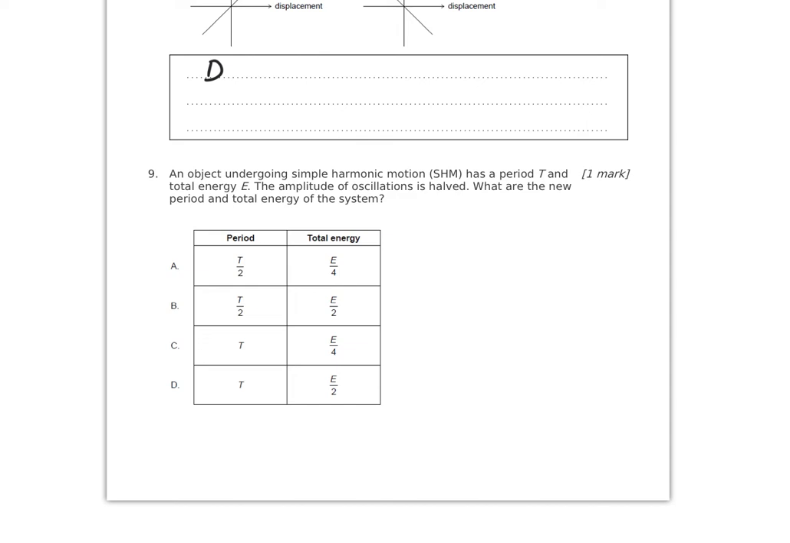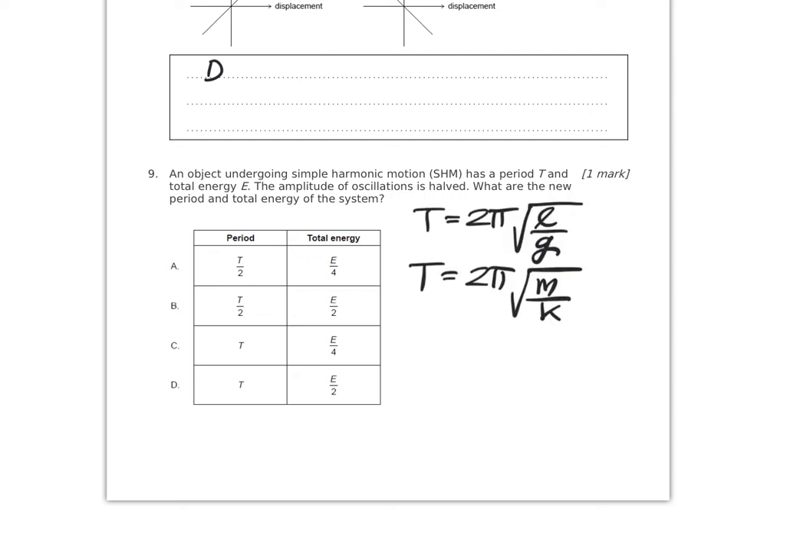All right, number 9. It says something going under SHM has a period T, total energy E, and the amplitude is halved. What happens to the period and the energy? Well, the period of a simple harmonic oscillator is not related to its amplitude at all. You can see in any of the equations that refer to the period, amplitude is not included in those expressions. In fact, if we look at the pendulum or mass spring, in neither of those expressions does amplitude have any effect on the period.